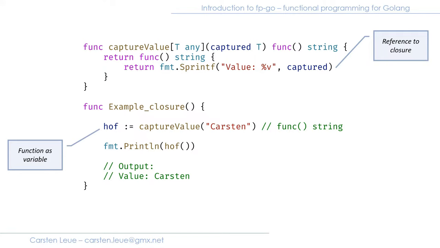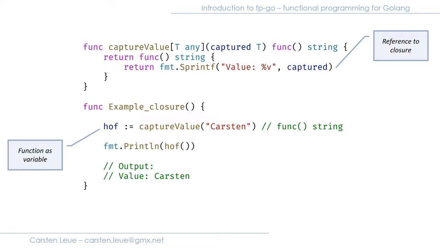So first, we call this captureValue function, passing it some explicit value, in this case a string. The return value will be a function without parameters returning a string. And on the left-hand side of the expression, you can see that we assign it to some variable, which is called HOF, for higher order function in this case.